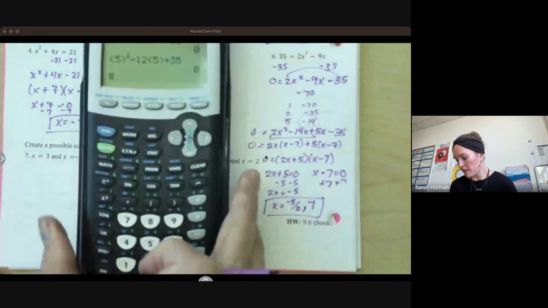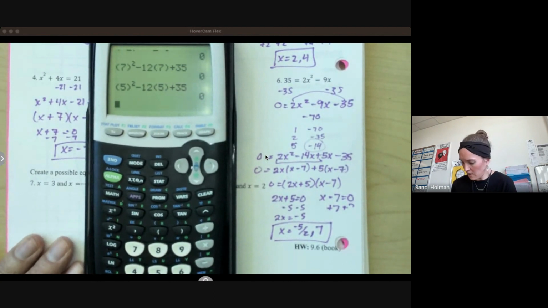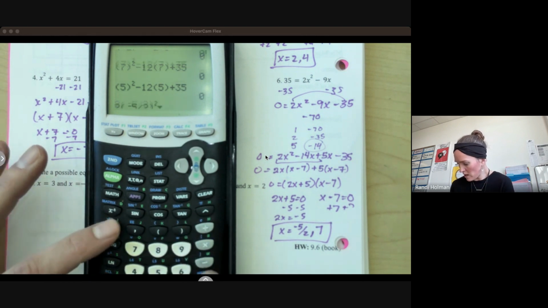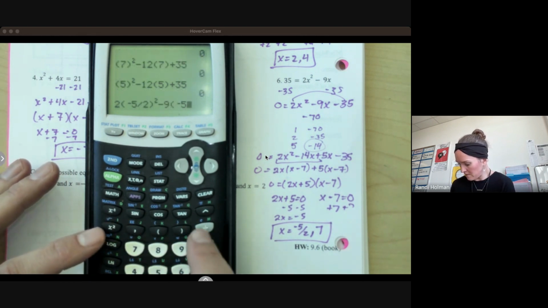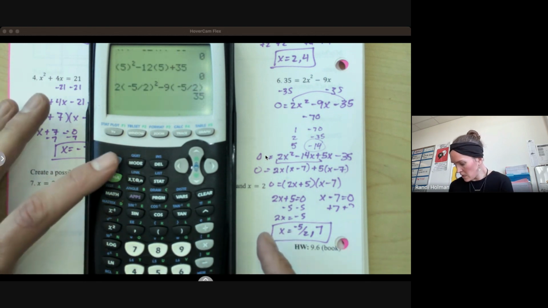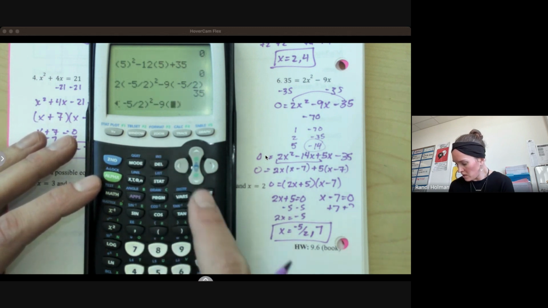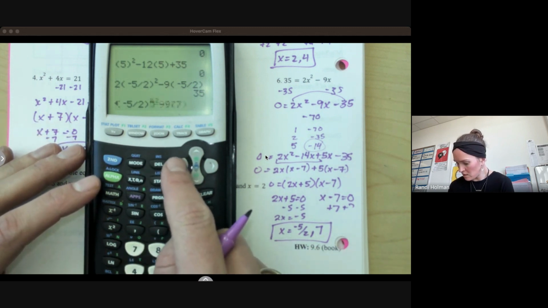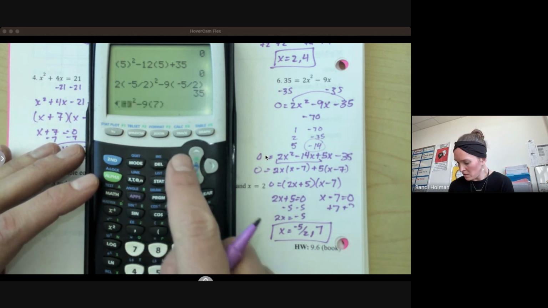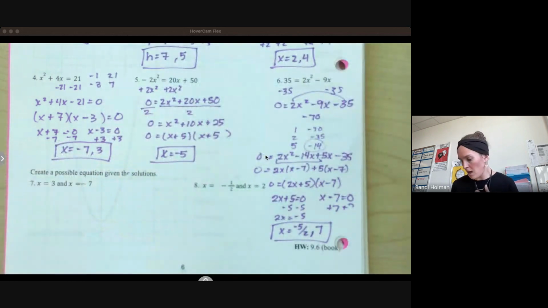Not a bad idea to go back and check that. I'm going back to my original equation up here and say if I take 2 times negative 5 halves squared minus 9 times negative 5 halves, I should get 35. Good, that one worked. And then if we do the same thing with 7, it would have been easier just to type it all in. It's okay. I should get 35 as well. So it looks like both of them work. So we're good to go there.